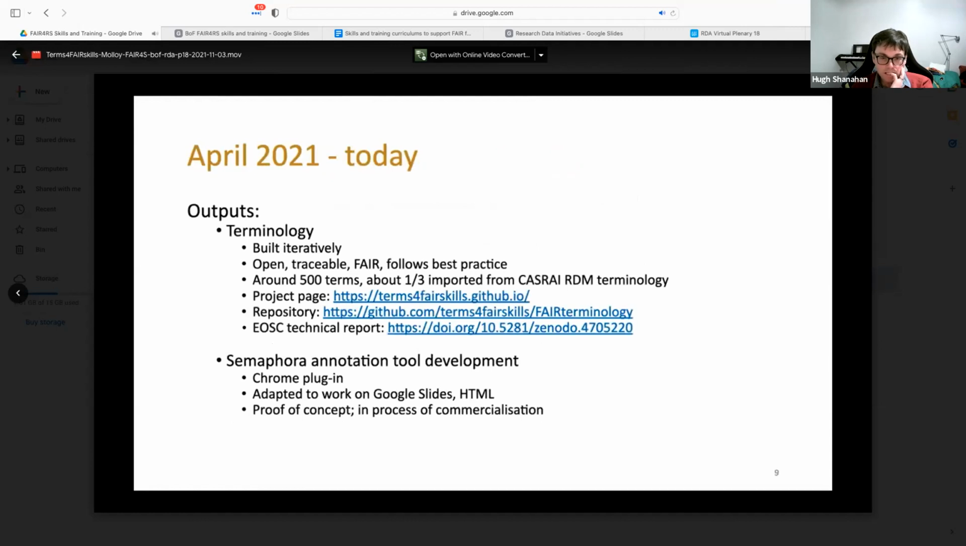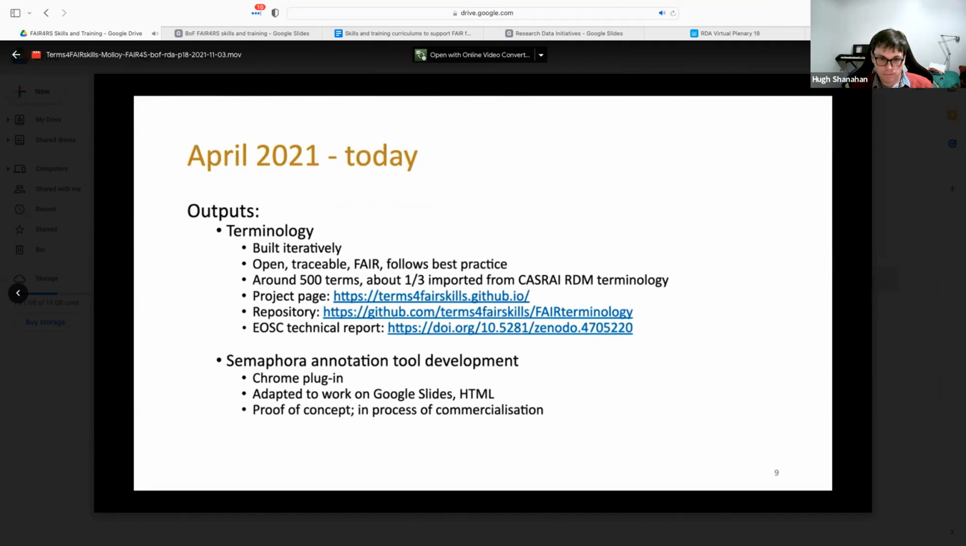So just to wrap up, where do things stand today? Well, we have the proof of concept terminology, which has been built iteratively in an open and FAIR way following best practices. For example, each term has an IRI. We have around 500 terms. Around a third of those have been imported from the CoData RDA terminology.